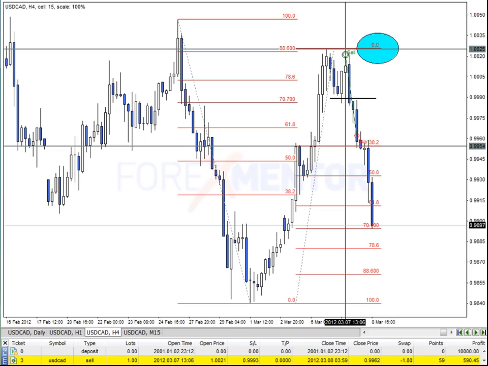So another sim trade. This was a bearish bat pattern on the dollar CAD.